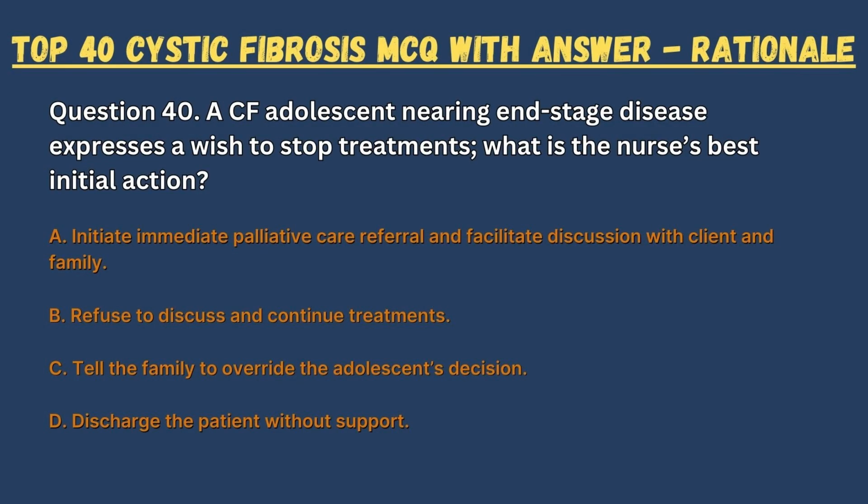Question 40. A CF adolescent nearing end-stage disease expresses a wish to stop treatments. What is the nurse's best initial action? A. Initiate immediate palliative care referral and facilitate discussion with client and family. B. Refuse to discuss and continue treatments. C. Tell the family to override the adolescent's decision. D. Discharge the patient without support.